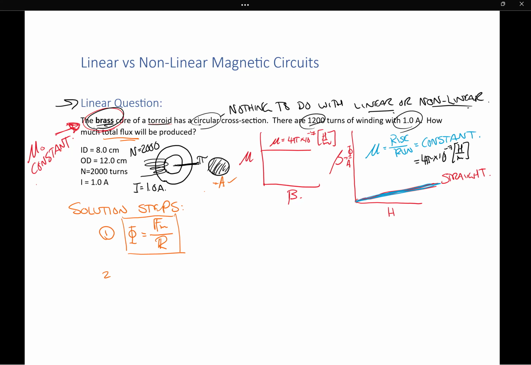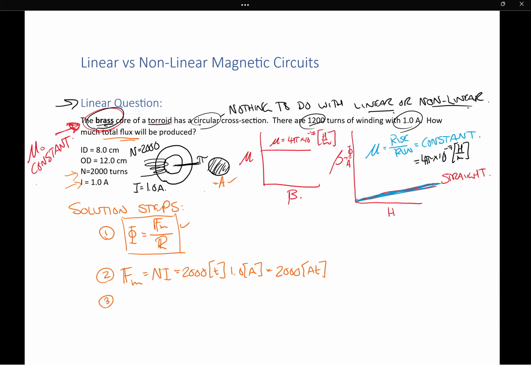So then as my second step, I would calculate FM because I need that for the numerator here. FM is N times I. I know I have both of those. I have N here and I have I here. So that would be my 2000 turns times 1.0 amps. And that's where I got that 2000 amp turns. So now I know this numerator.